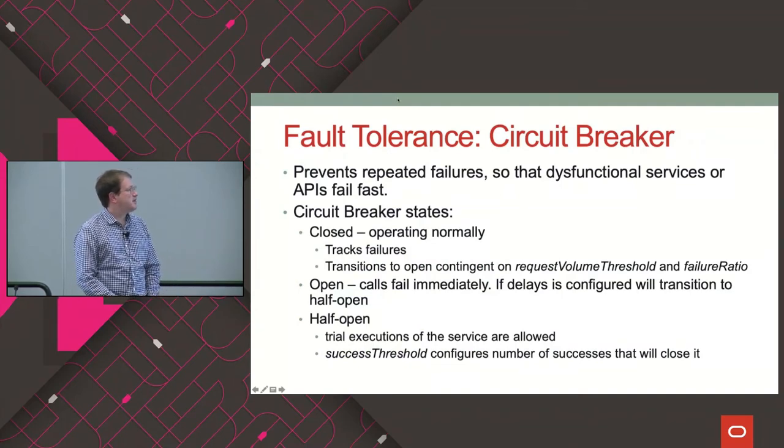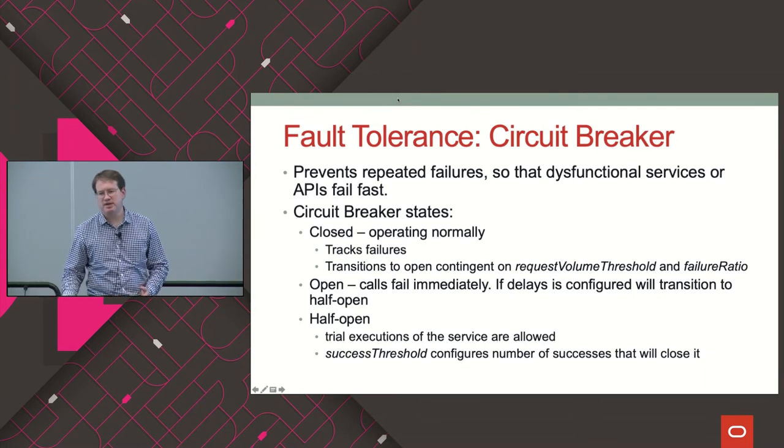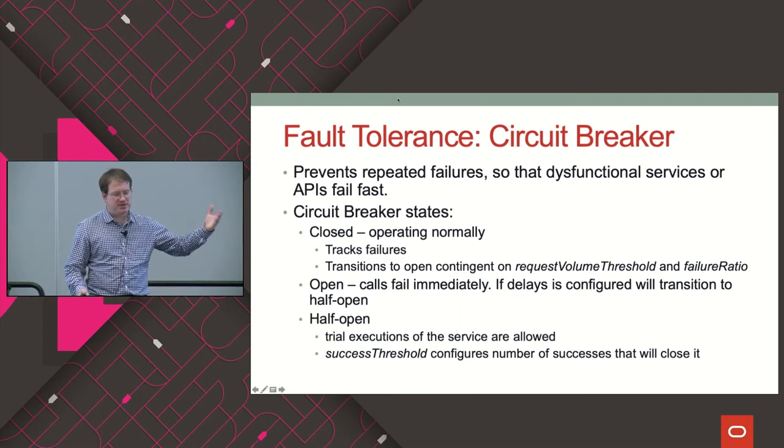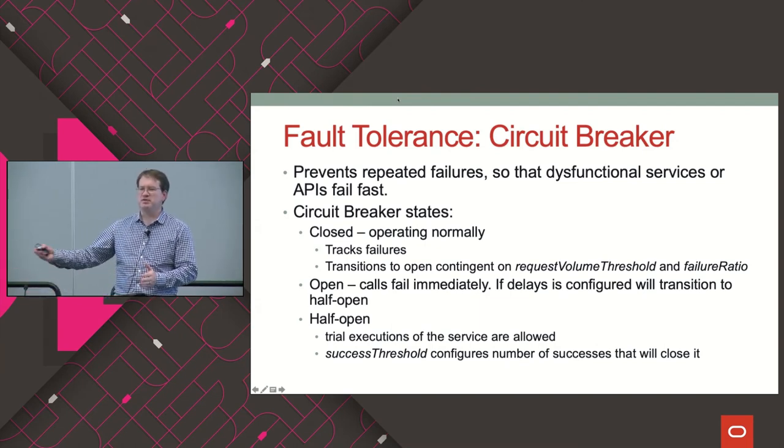Circuit breaker prevents repeated failures so that dysfunctional services and APIs fail fast. The states are normally closed, which means it's operating normally, and it does track failures. So if a failure happens, it notes that something has happened and keeps tracking that. It can transition to open contingent on a request volume threshold or a failure ratio, which I'll get into in a second. When open, calls fail immediately. If a delay is configured, it will transition to half open. So if it's failed 10 times in a row, obviously something is toast, so you don't want to even invoke the logic that's in here.